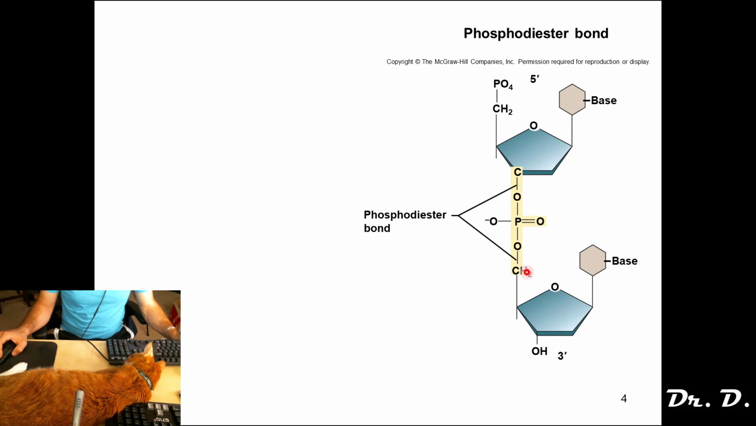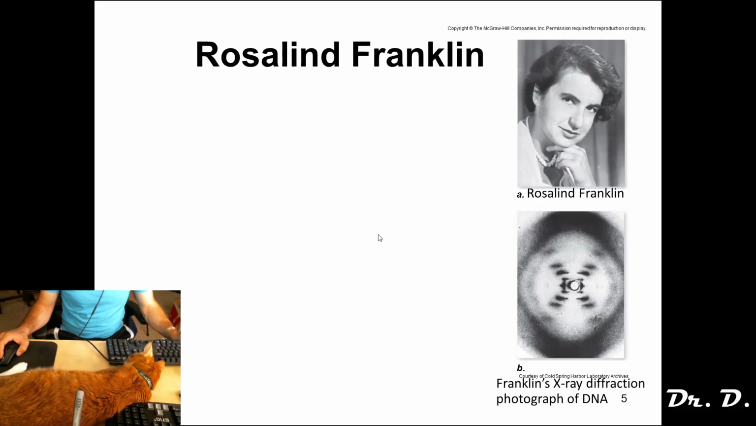And do you remember how nucleotides link together? Dehydration reaction occurs between the 5' phosphate group of one nucleotide and the 3' OH of this nucleotide. And those bonds are called phosphodiester bonds.